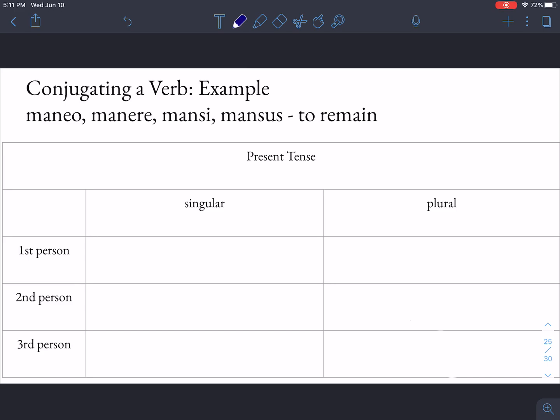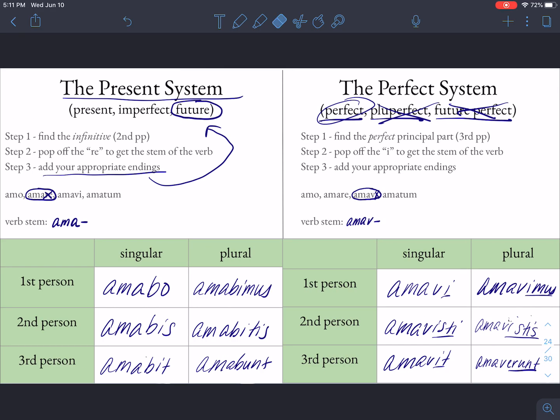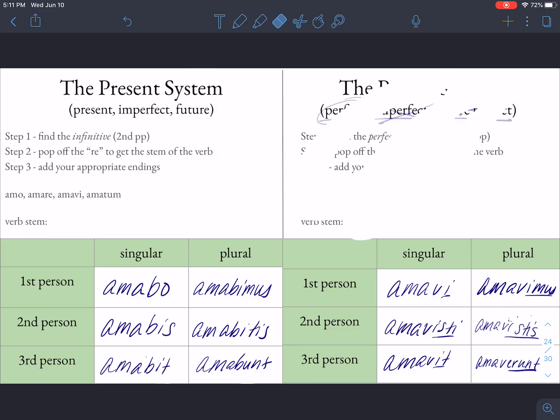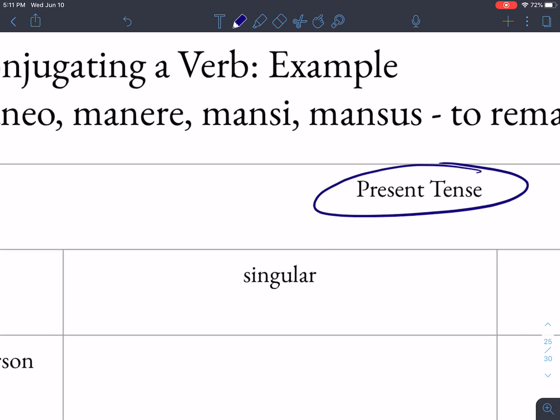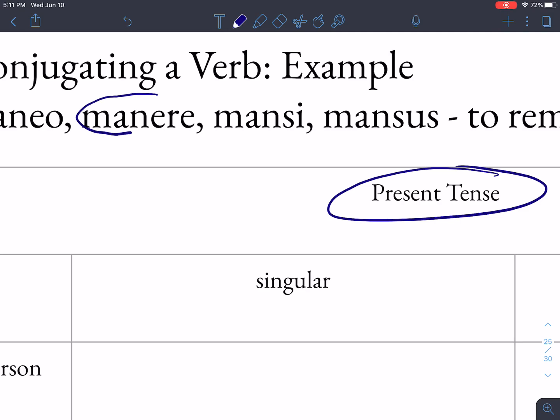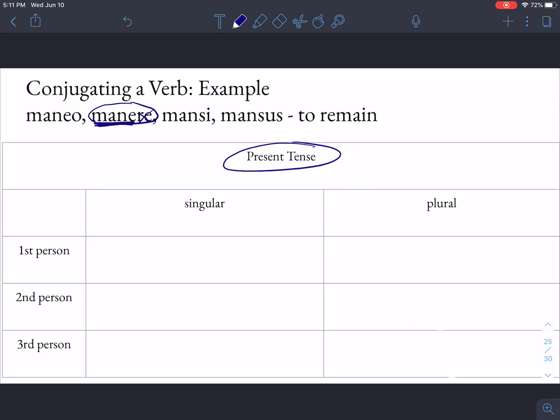Now in this slide, we're going to do it in the present tense. Remember, the present tense belongs to the present system. So we're going to use these steps. You go to the second principal part, the infinitive that ends in re. You drop the re and what you're left with is the stem of the verb, to the Macarena. So your verb stem is mane.